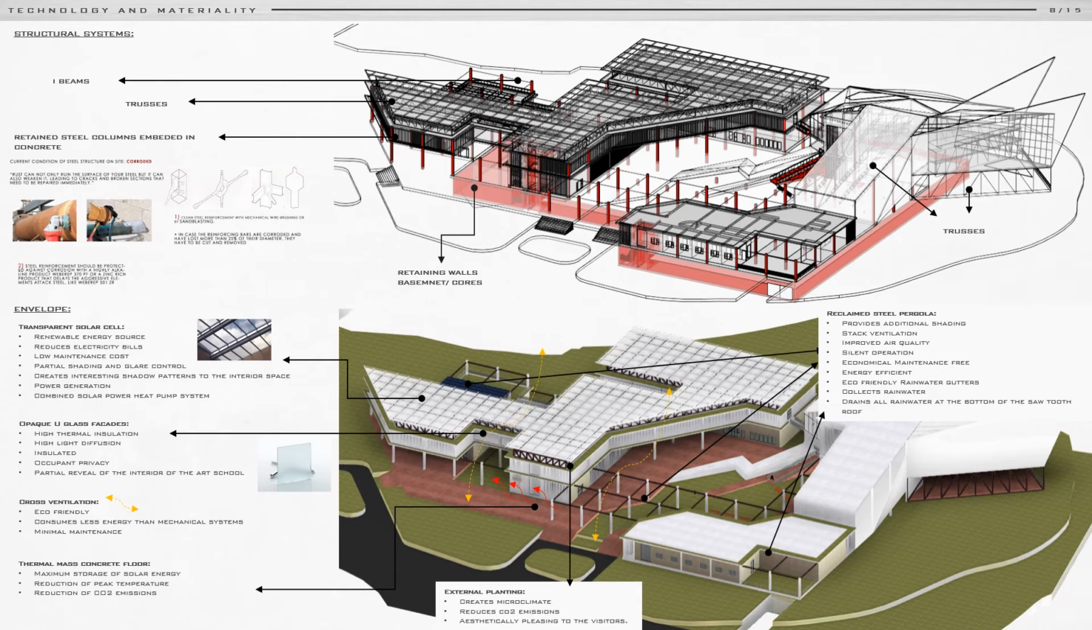Two structural systems. First, I have the retained steel that I used from the existing building, the I-columns and the I-beams, and the truss system that I use for the art gallery and the auditorium.